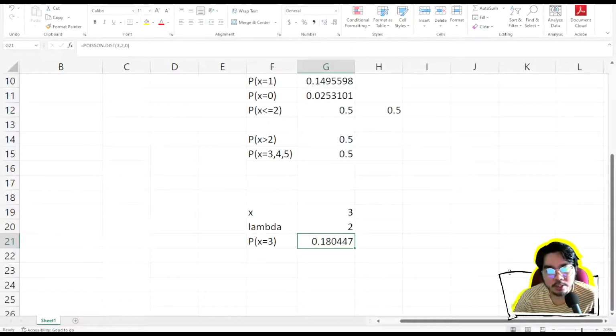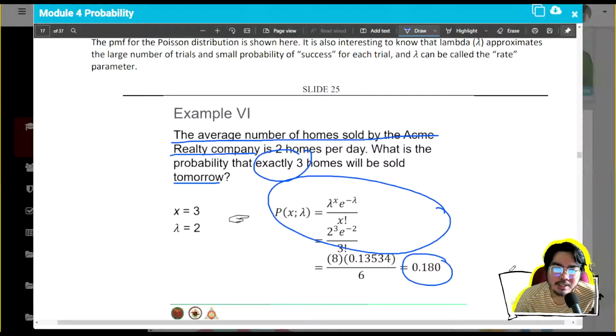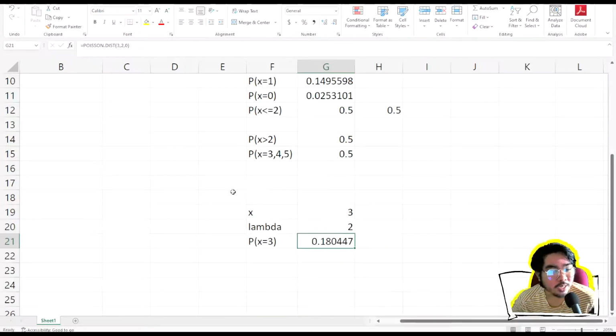If, for example, what's given is let's just say 4 homes in 2 days, or what's stated is let's just say 7 homes per week, and then what's being asked is what is the probability that they will sell 3 homes tomorrow, then what we'll do is adjust our lambda.